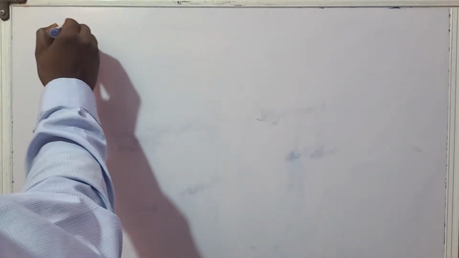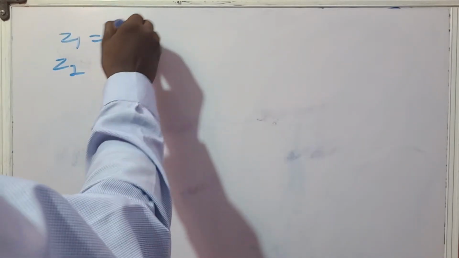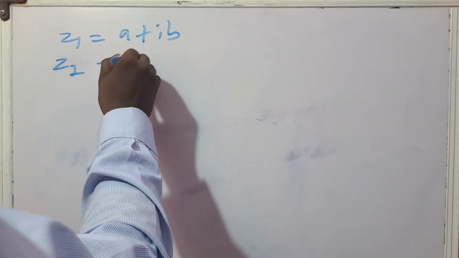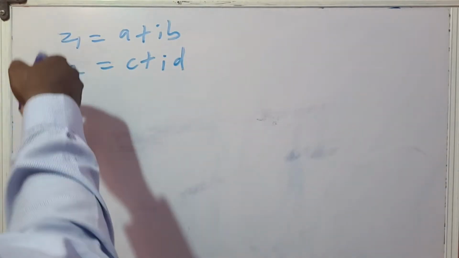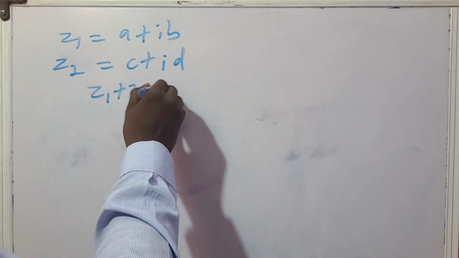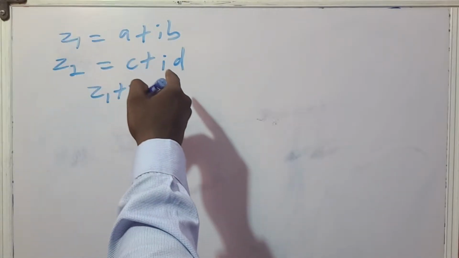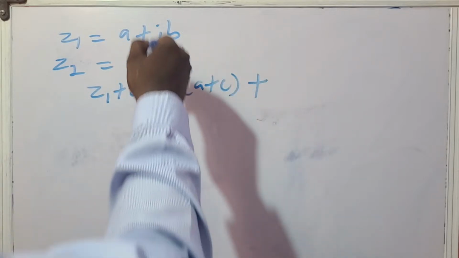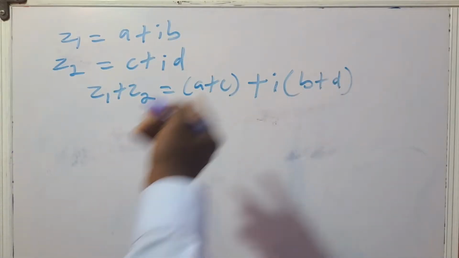Now let's assume we have a complex number Z1, and let's say we have another complex number Z2. Of course, let's just call this A plus iB, the general form, and let's call this second complex number C plus iD. Now, if you wanted to add these two together, Z1 plus Z2, all you have to do is add the real parts, which will be A and C. So you do A plus C, then you add the imaginary side. That will be B plus D.